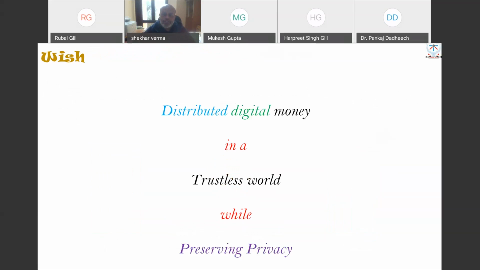So what is my wish? What is my grand wish? My grand wish is to have distributed digital money in a trustless world. I don't want to trust anyone, and I don't want to reveal my privacy. I don't want to tell who I am and still get the services that I want. Now this is about money.